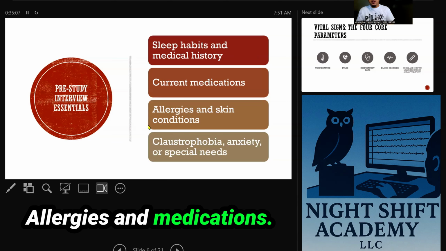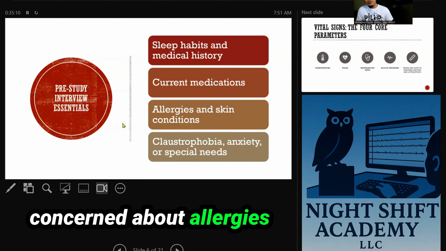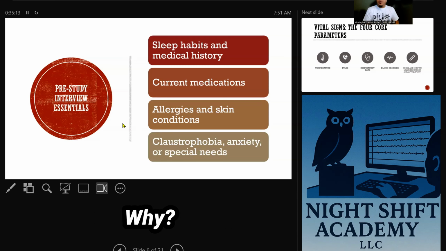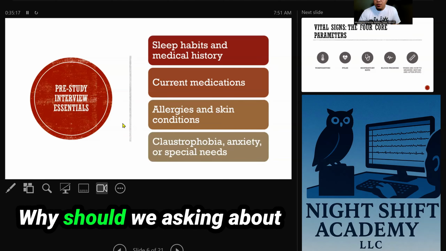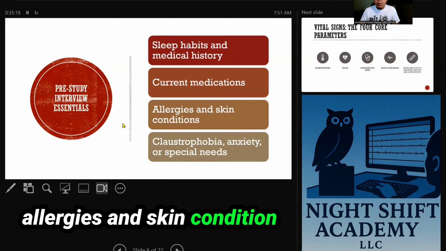Allergies and medications. Now, why should we be concerned about allergies and skin conditions? Why? Somebody tell me why. They're doing a sleep study. Why should we ask them about allergies and skin conditions?